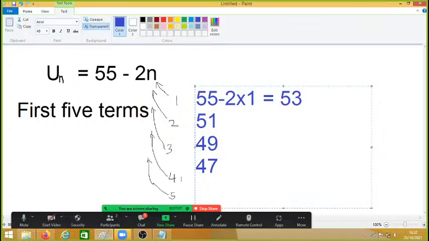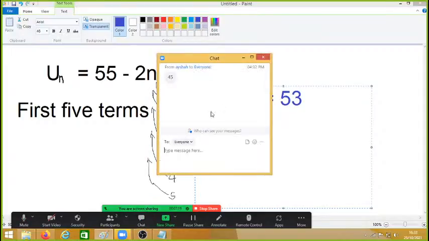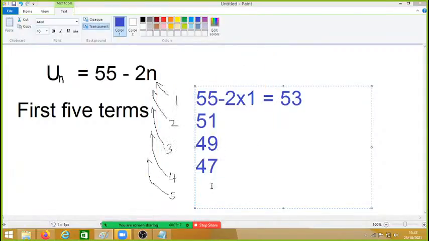Okay, if you can do the last one, you're substituting in 5. So 55 take away 2 times 5 is 45. Good, well done.